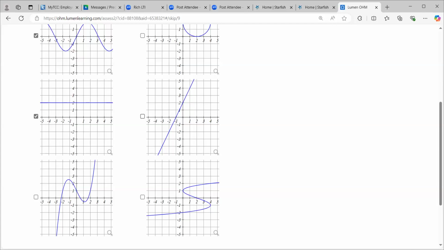Is it possible we can find a vertical line, draw a vertical line, cross the graph more than once? No. Yeah, it passes. It is a function, right? Obviously, this is a linear function. It is a linear function.